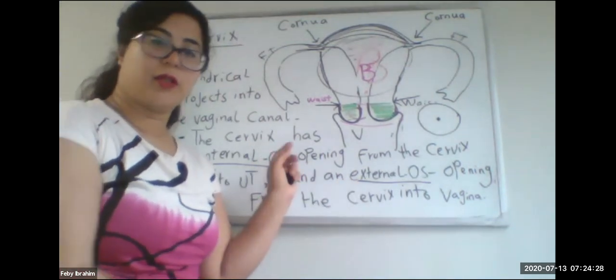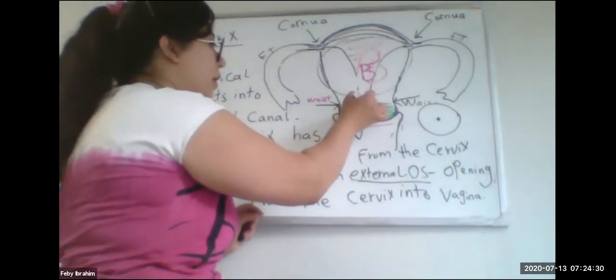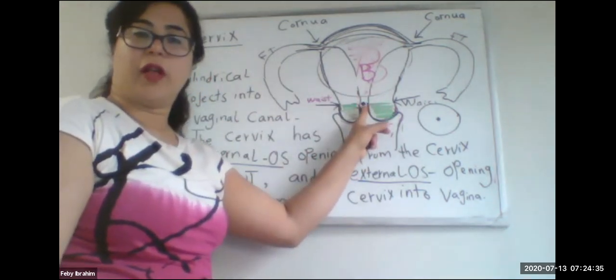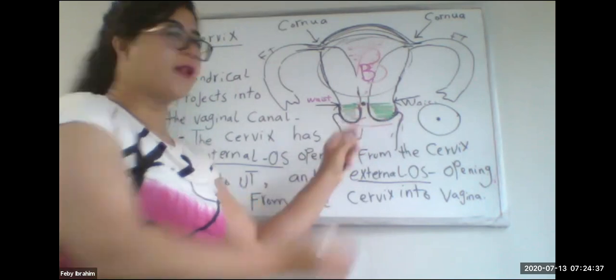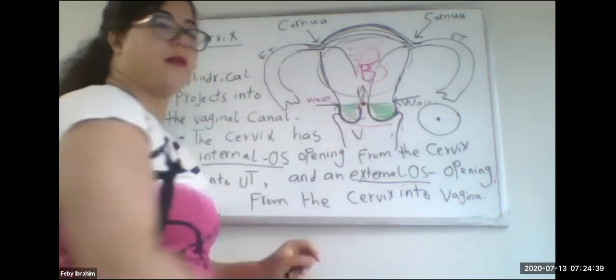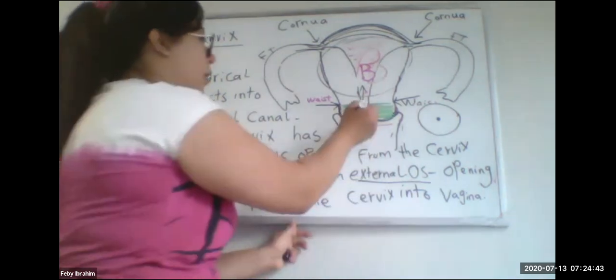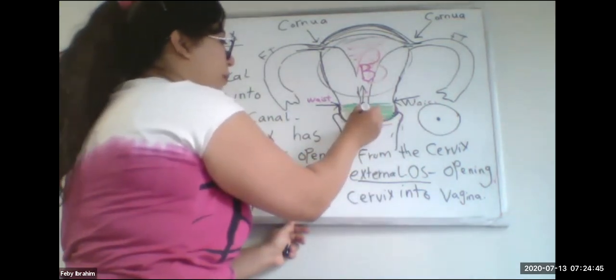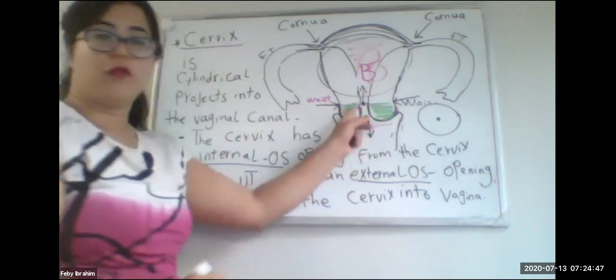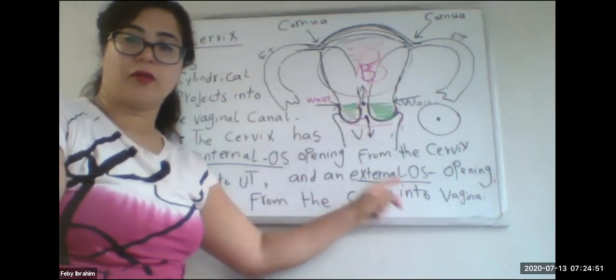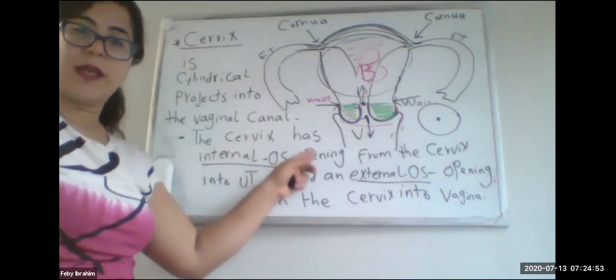Internal os, look here, this is the one. This opening, the internal os, goes from the cervix to the uterus. And the external os is the opening from the cervix to the vagina. Internal os, external os. This is the cervix.